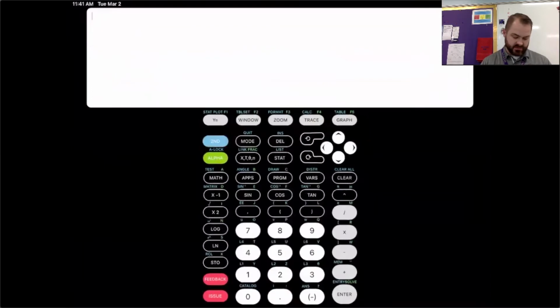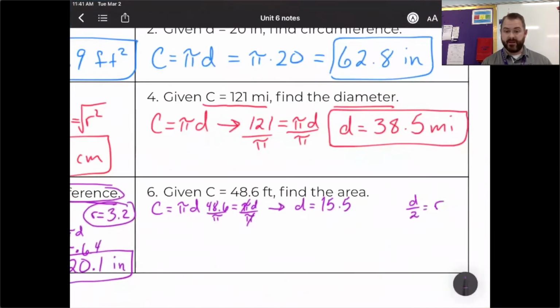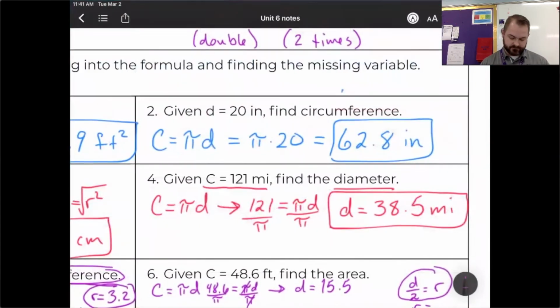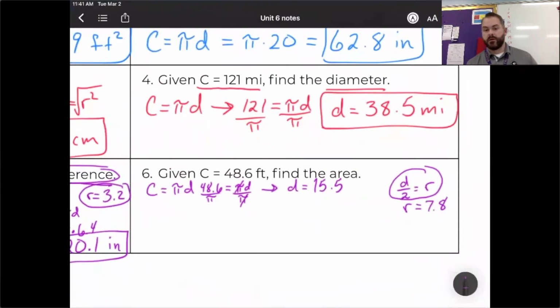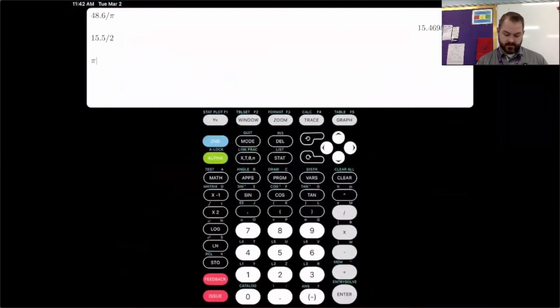48.6 divided by pi is about 15.5. So I'm going to divide that by 2 to find my radius. Okay, I'm dividing that diameter by 2. 15.5 divided by 2 is about 7.75. We'll just call that 7.8. If I'd used my original measurement, it would be closer to 7.7, but we'll use this one. So the area formula then is pi times radius squared. So that's pi times 7.8 squared. And that's what I plug in the calculator. Pi times 7.8 squared is about 191.1.